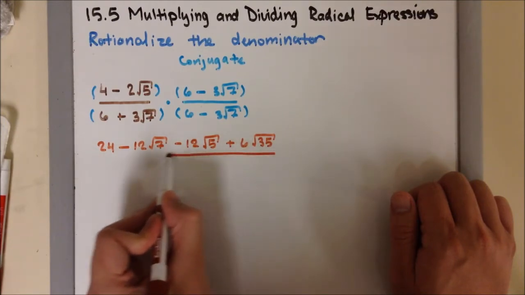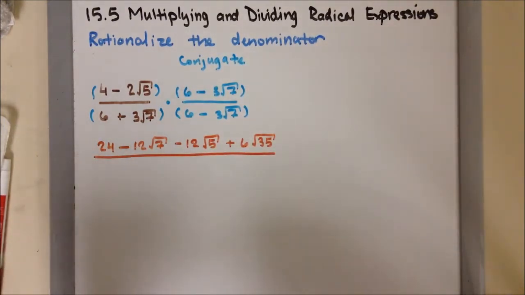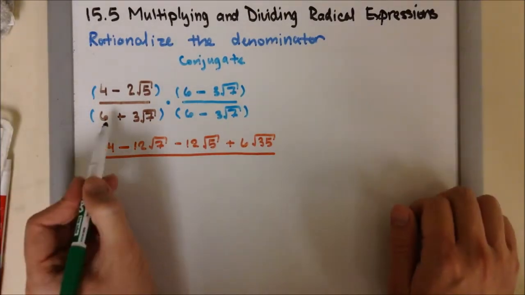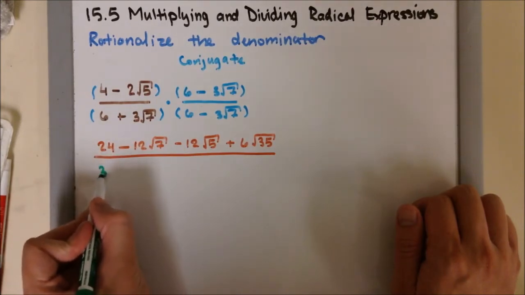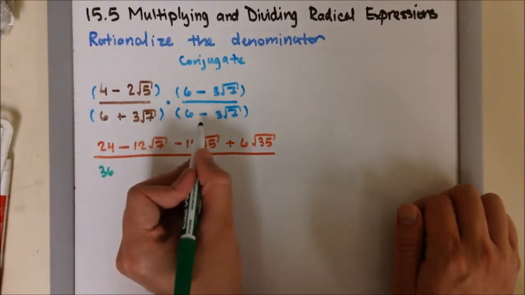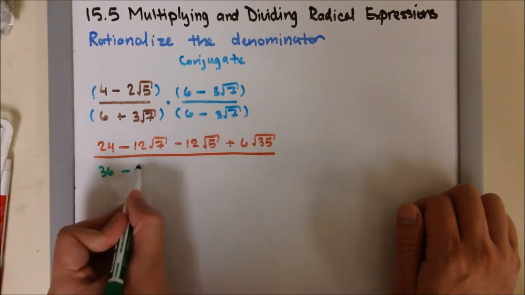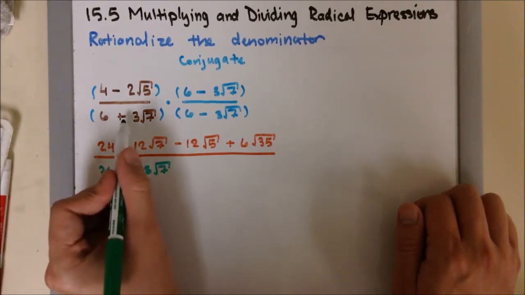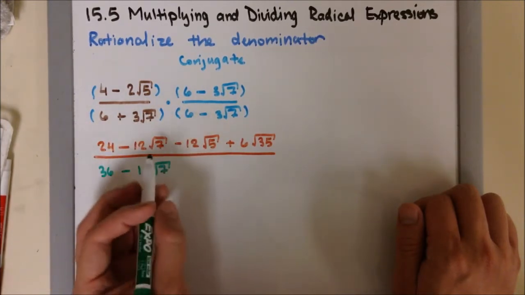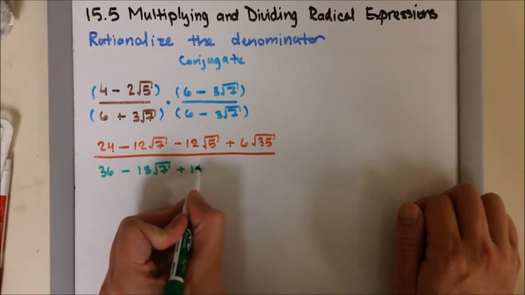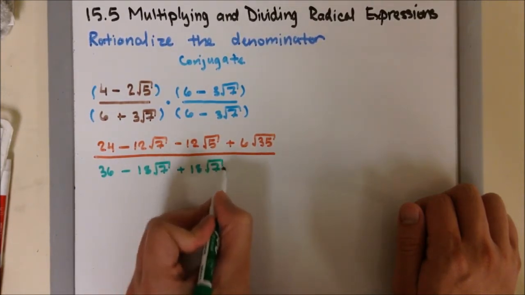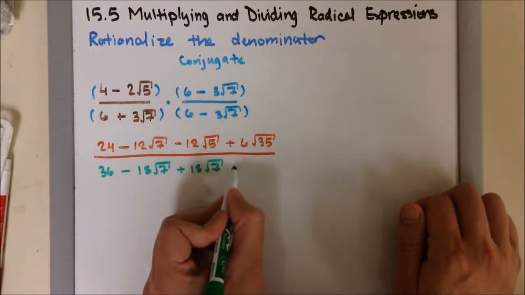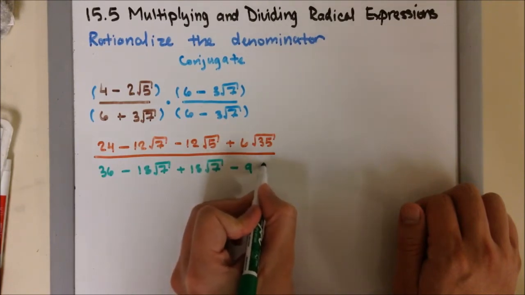Then we're going to work with the denominator. So let's take a look at the first part. 6 times 6, 36. 6 times negative 3 square root of 7 will be negative 18 square root of 7. Then the next part, positive 3 square root of 7 times 6 will be positive 18 square root of 7. And then positive 3 square root of 7 times negative 3 square root of 7 will be negative 9 square root of 49.